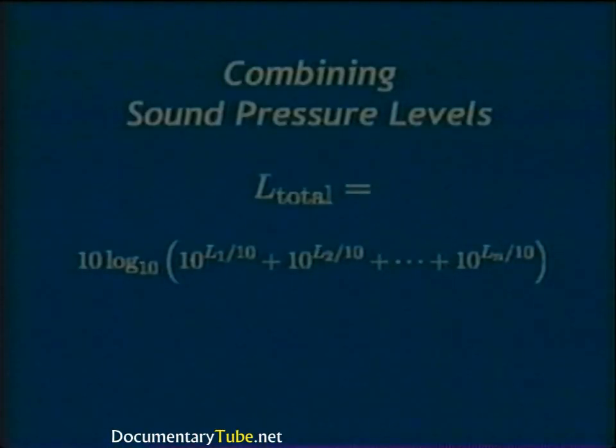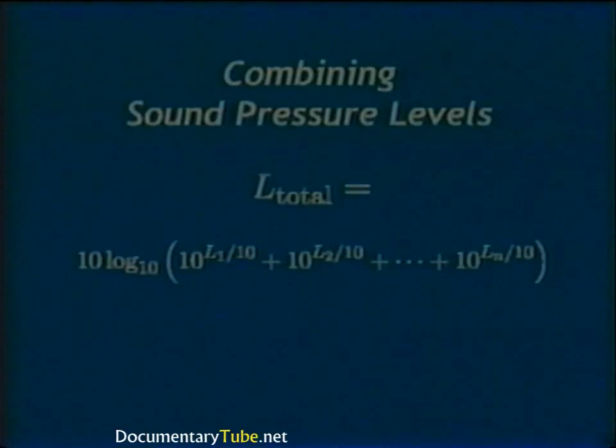As explained earlier in the presentation, the decibel scale is logarithmic. Therefore, to combine decibel values, each must be converted to a linear scale, added, and then converted back to a logarithmic scale. Here, L1, L2, up to Ln represent the n sound levels that are to be combined.